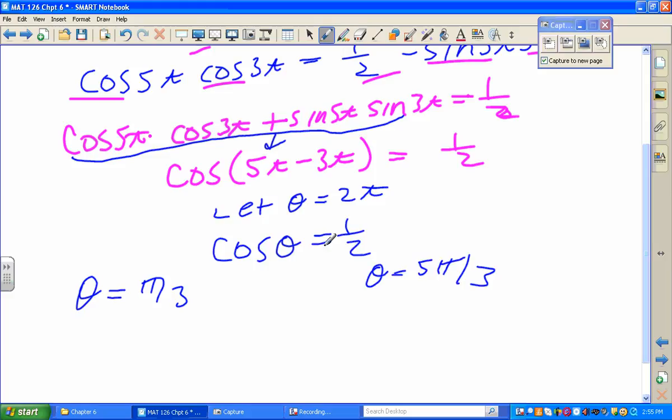And I said when you're using a let statement, you have to add your solution generators onto it. 2 pi n. This is relaxing. This is the way to end the day. Feeling good about yourself. Knocking off one of the big dog problems in the whole chapter.